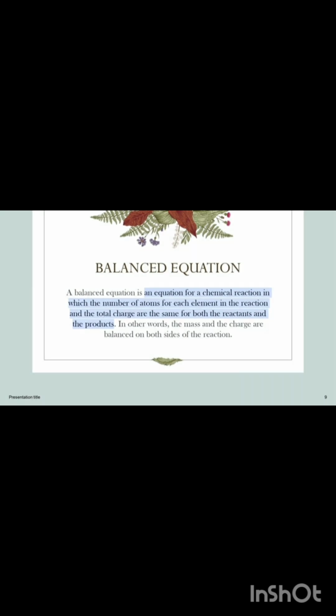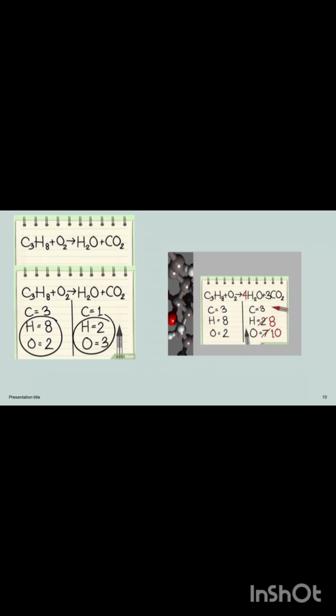So for example, take C3H8 plus O2, giving rise to H2O plus carbon dioxide, CO2, right? Here in the reactants you can see there are 3 moles of carbon, but in the product we have only 1 mole of carbon. We have 8 moles of hydrogen, but here we have 2 moles of hydrogen. We have 2 moles of oxygen, here we have 3 moles of oxygen. So this is an unbalanced equation.